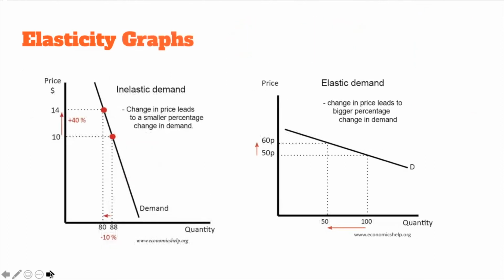In an inelastic demand graph, there is a larger slope as shown in the picture because the change in price leads to a smaller percentage change in demand. It's inversely for elastic demand.